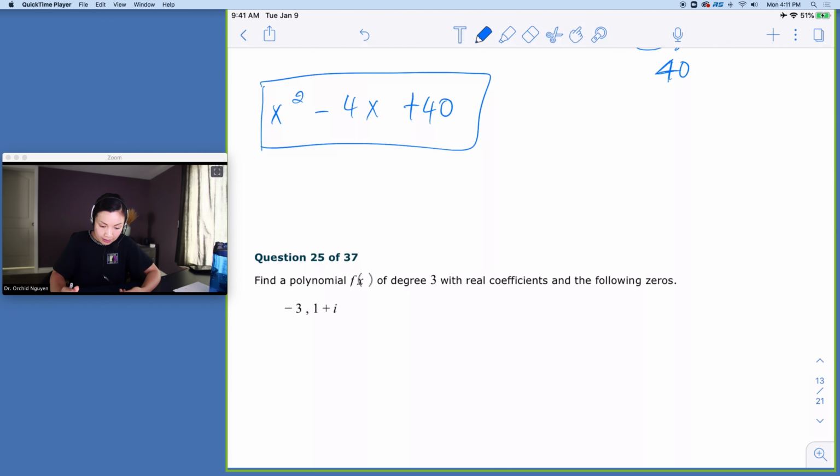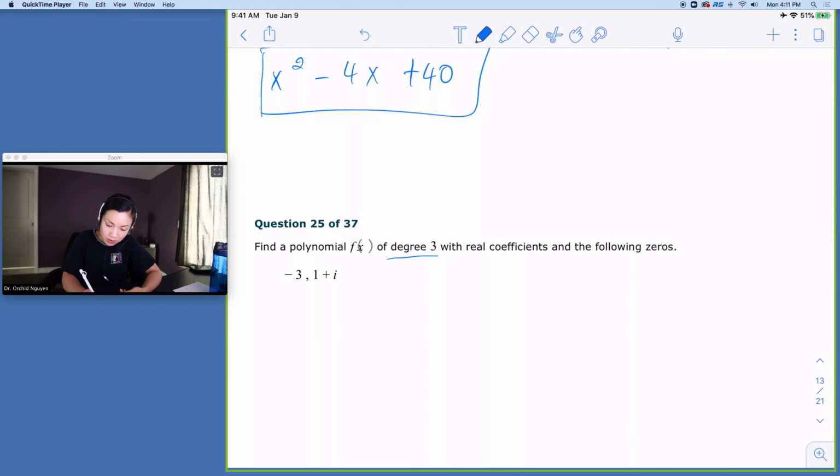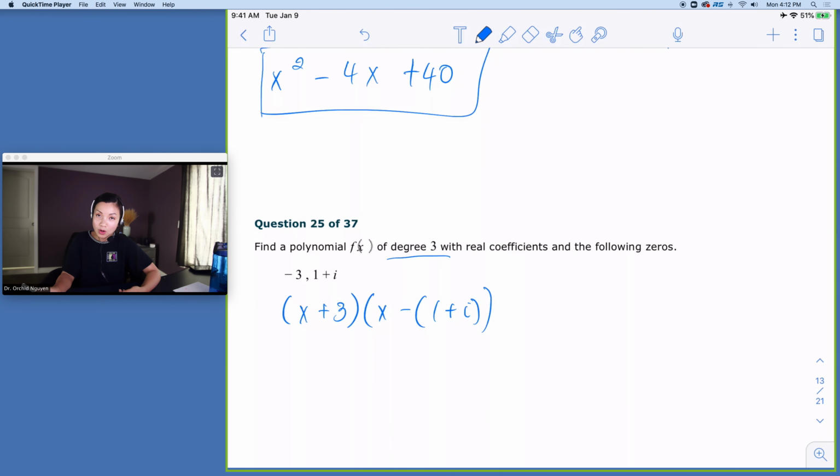For number 25, we have a degree 3 polynomial with real coefficients and the following zeros. So what I have is x plus 3, that's 1 zero. That takes care of the negative 3. Now, for the complex, every time you have a complex 0, the conjugate is also a 0. So you have to include the conjugate as well, which is this one. Okay, so that's going to be the polynomial. And of course, you have to multiply it out.